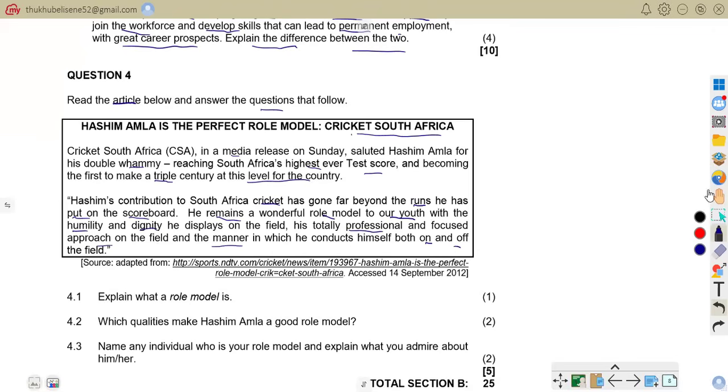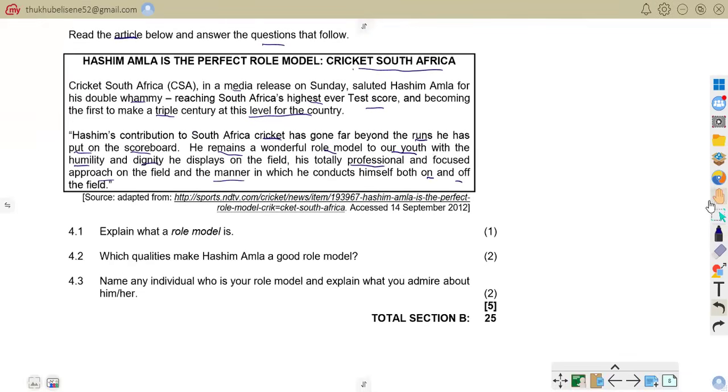So after reading this article now, attend to these questions. Explain what a role model is.